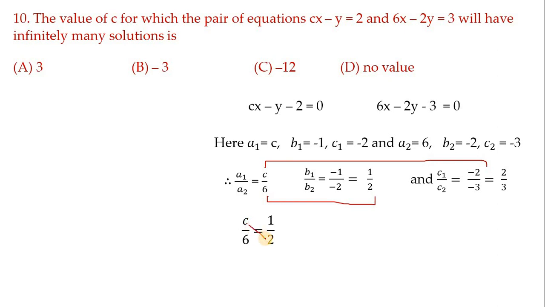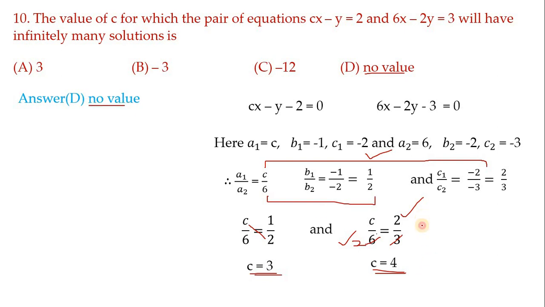So 2c equals 6, and if you simplify that, we get c equals 3. And as I said, now you have to compare this. c by 6 equals 2 by 3. So let us simplify this, children. Here 3 ones and here 3 twos, and do the cross multiplication. So here 2 is there, and here also 2 is there. 2 into 2 is 4. So c equals 4. c is getting 2 answers here, not 1 answer. Therefore we can conclude that it has no value.